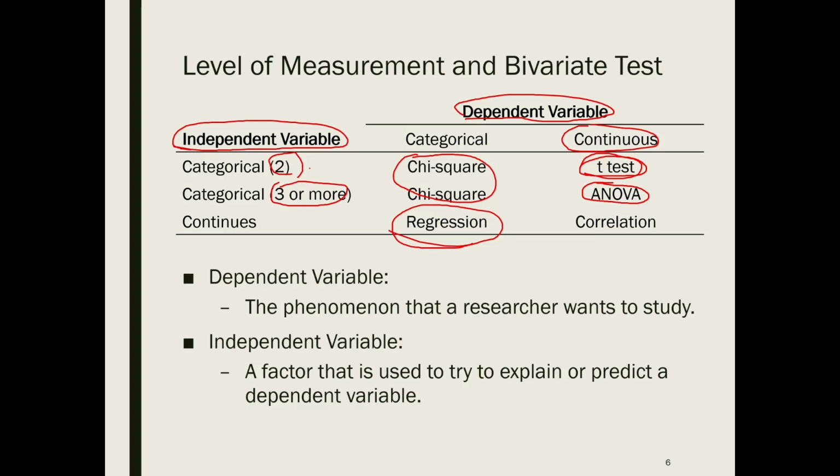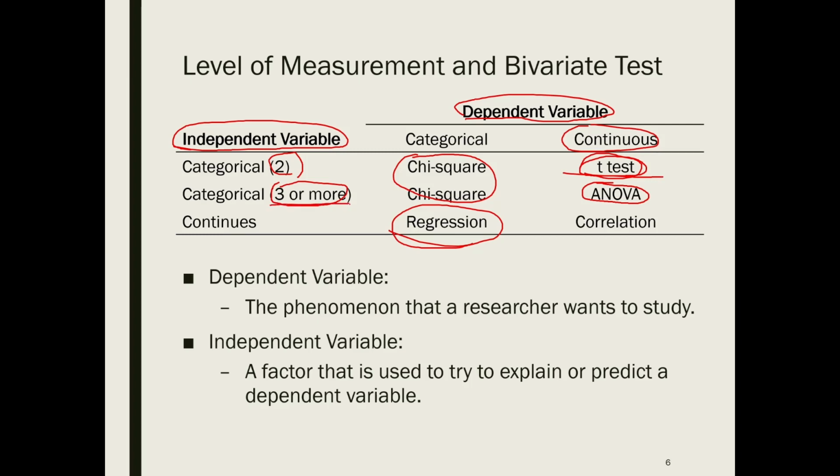We use the ANOVA to test the results. Okay, let me give you some examples. For example, the dependent variable will be continuous, like a student's GPA. Okay, it's a continuous variable. And the independent variable, for a two-category categorical variable, would be maybe gender, male and female students. The average GPA of male students and the average GPA of female students, then we are going to use a t-test.